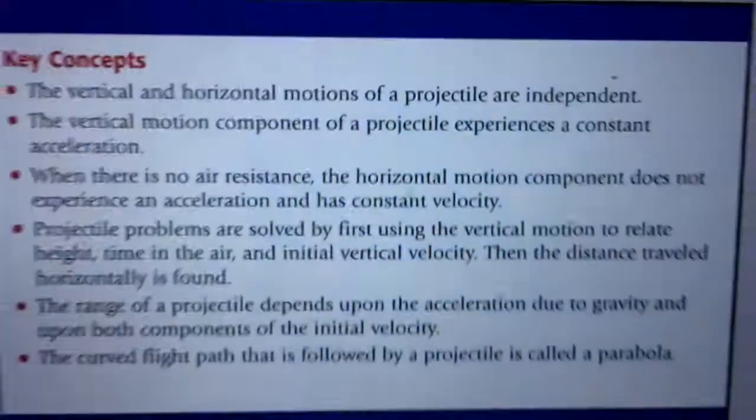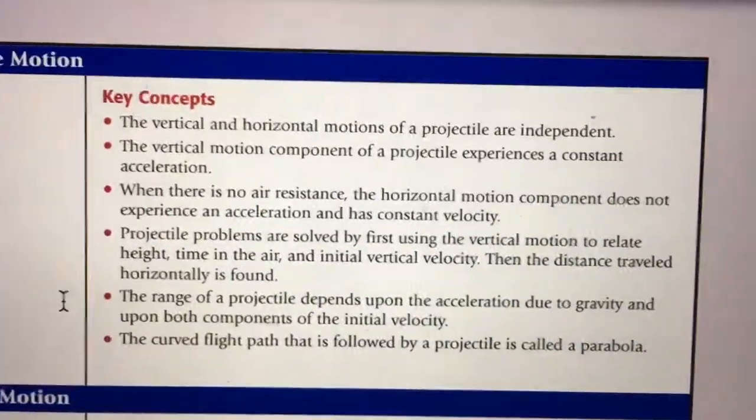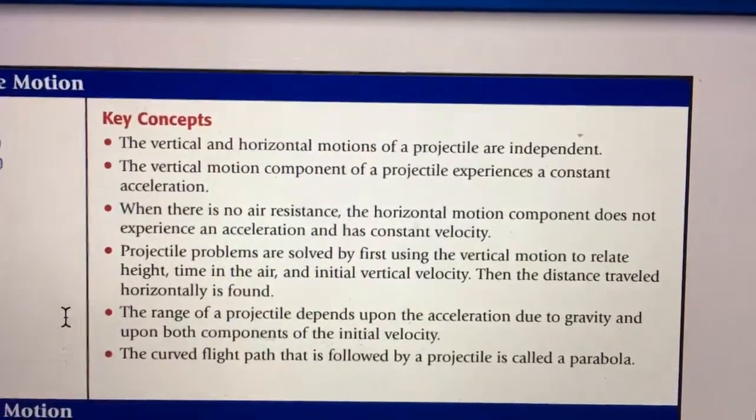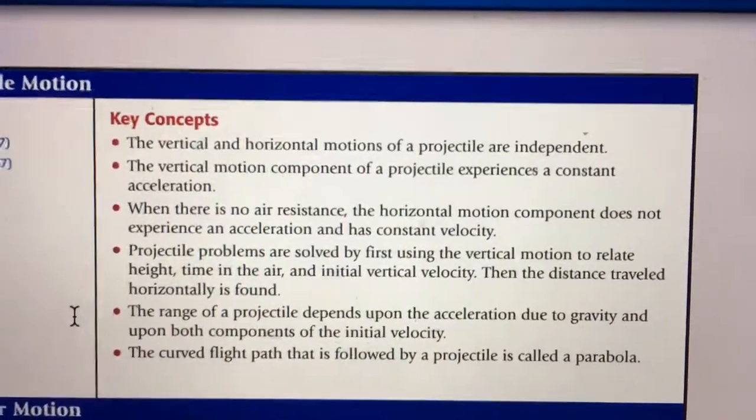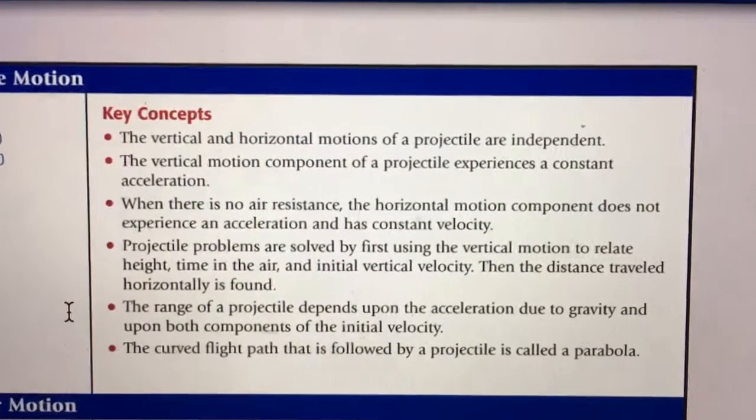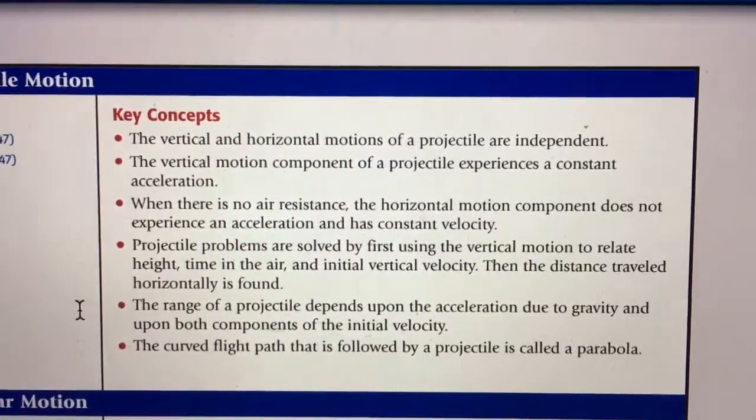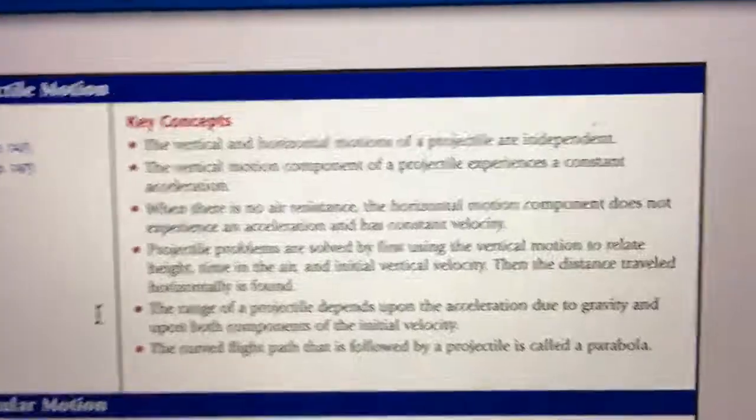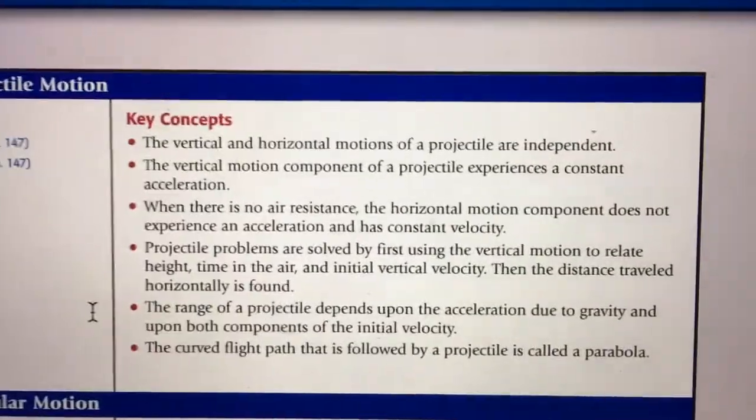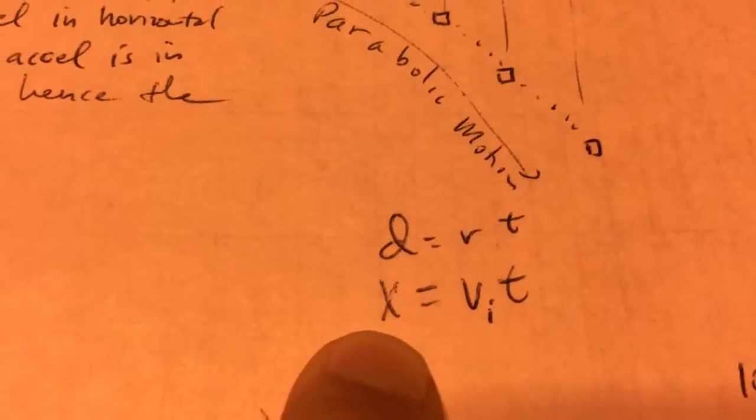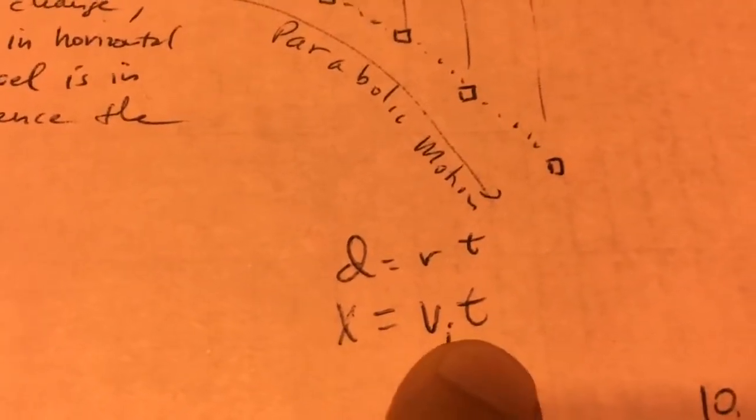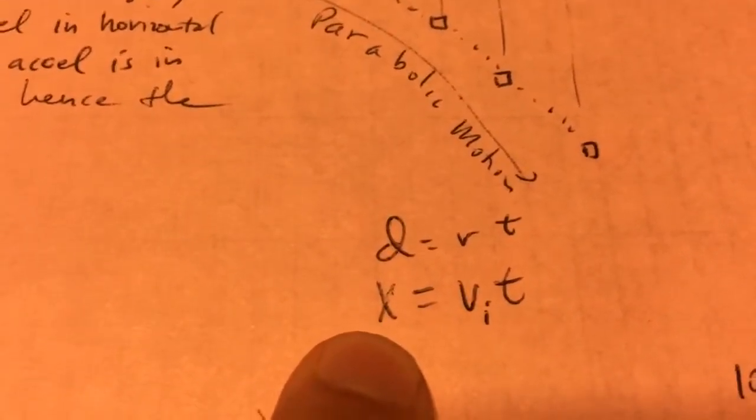What else? When we solve a problem, first we use the vertical motion to figure out the height and the hang time, or the time in the air, and we use the initial vertical velocity. Then, once we know how long the object is in the air, we can use this equation to figure out how far it went. We know the initial velocity, we know the time, we can figure out how far it goes. So first we deal with vertical, then we deal with horizontal, and that's pretty much always the way it works.